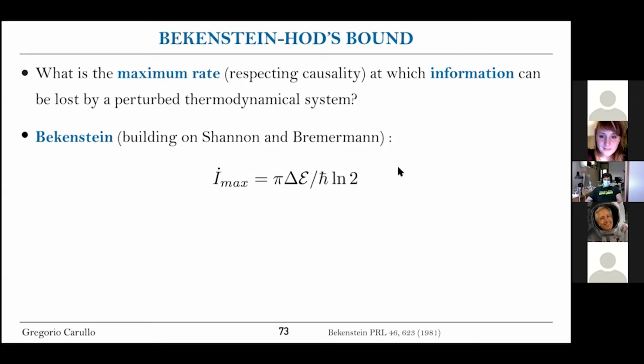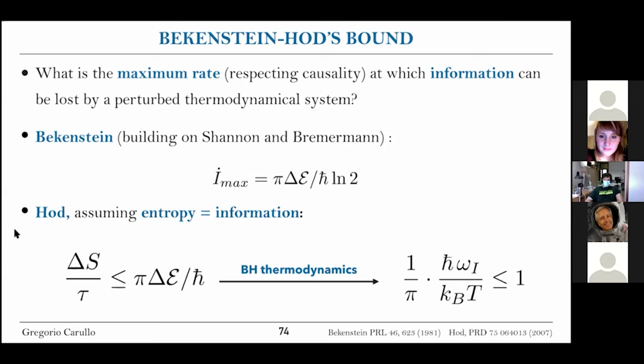These are quite simple results, and it's remarkably simple given the complexity of the problem in general. Then Hod took a step forward by assuming entropy equals information, which gives you this formula here. I'm approximating the derivative by some relaxation timescale of the system. And then if you assume the laws of black hole thermodynamics, you can derive essentially this form of the bound. So we are translating a bound on the information emission of a generic system specifically for a black hole.